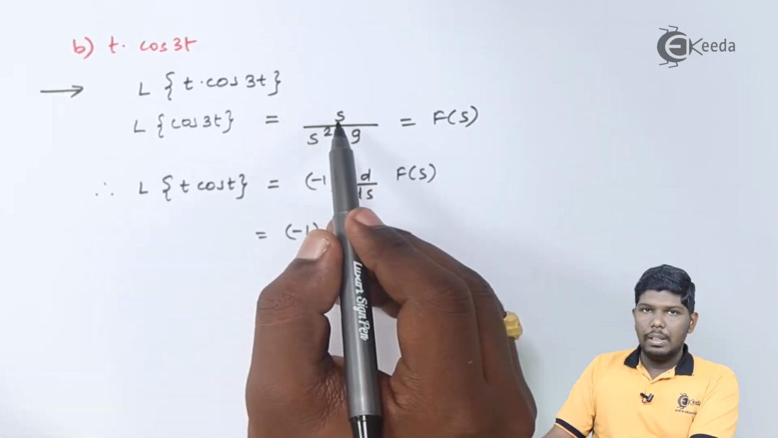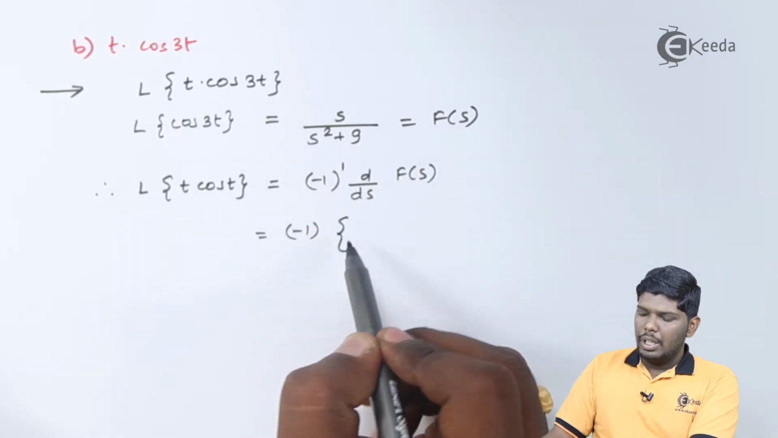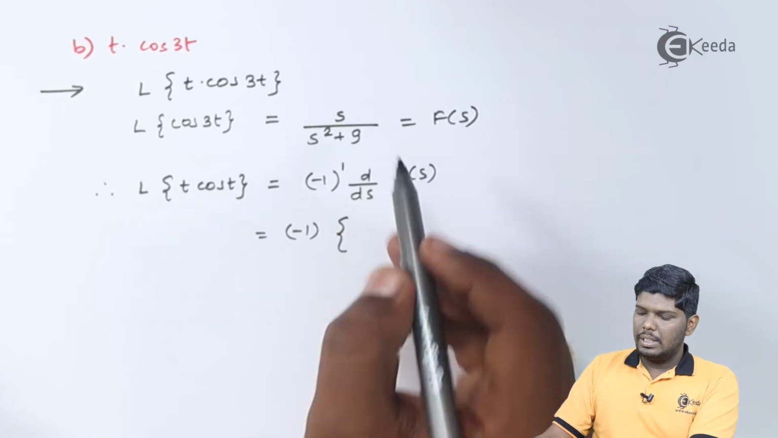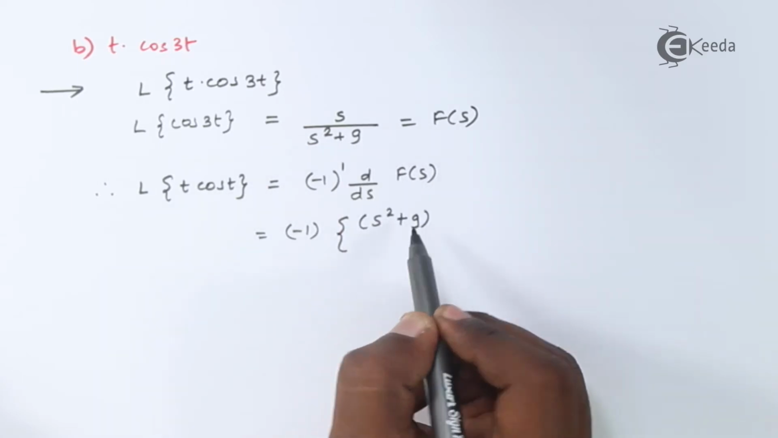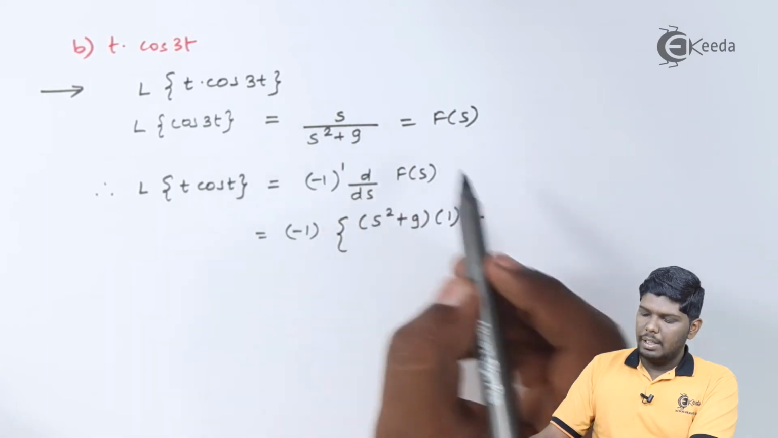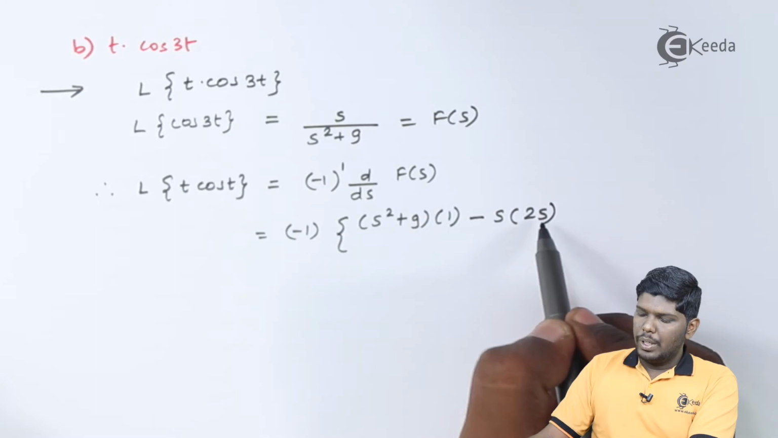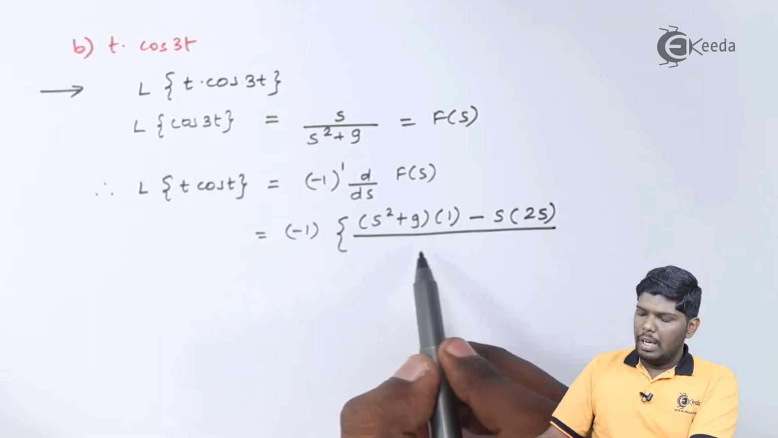The derivative of f of s, meaning the derivative of s upon s square plus 9, can be found using the u upon v rule, which says v as it is, derivative of s with respect to s will be 1, minus s into the derivative of s square plus 9, which will give you 2s, upon v square.